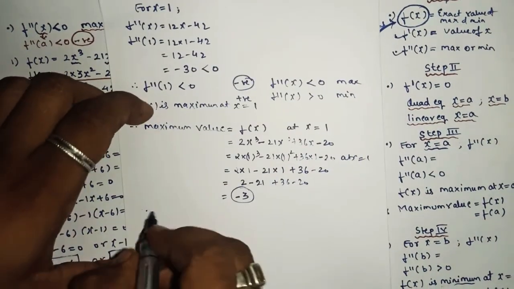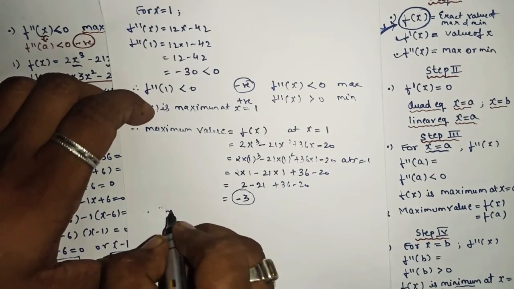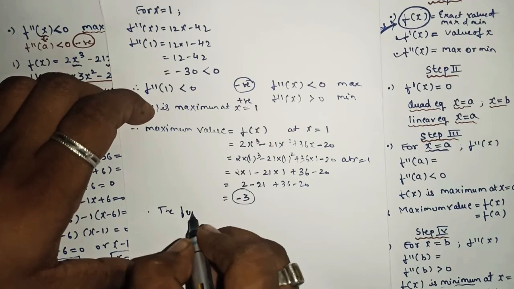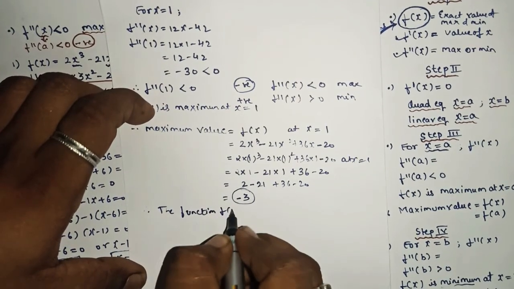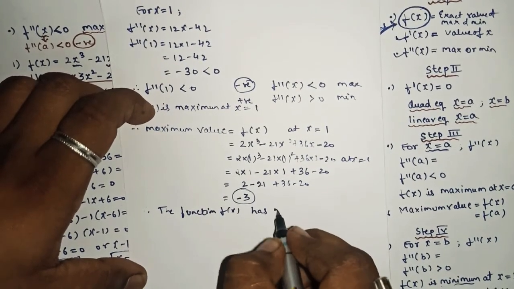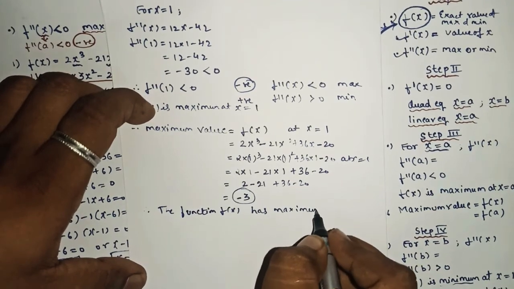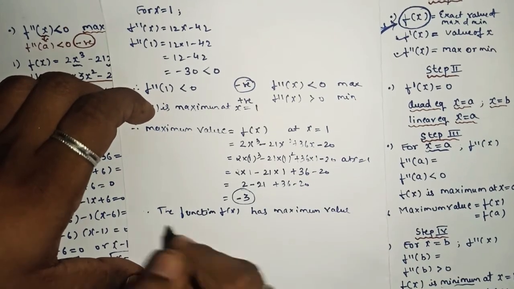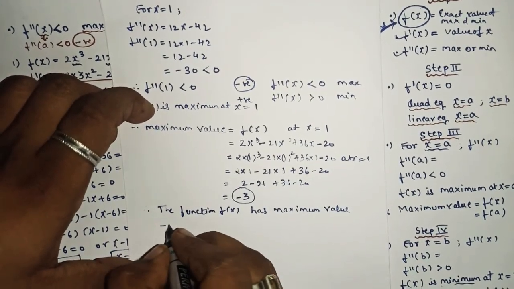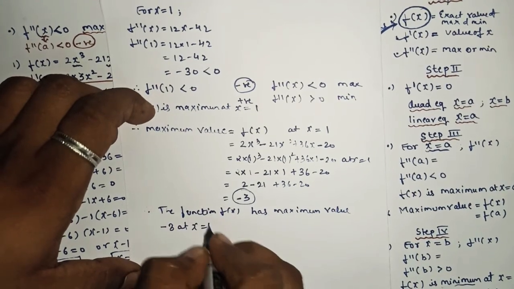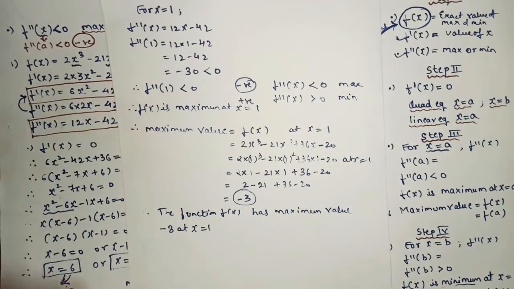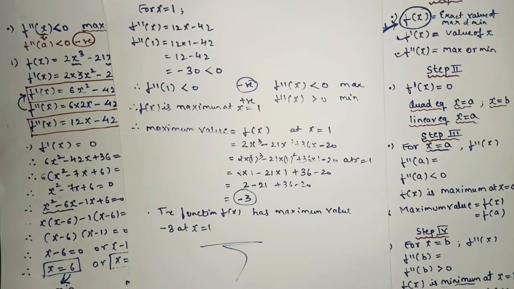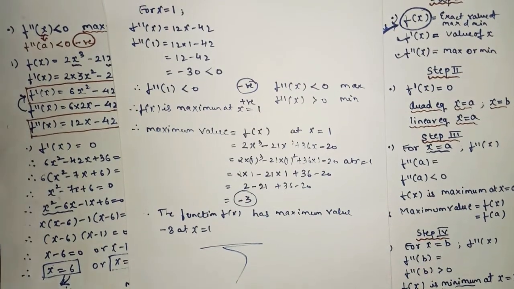Here you will write what? The function f of x has a maximum value of minus 3 at x equals 1. So that was the sum. In this way you have to present your sum.